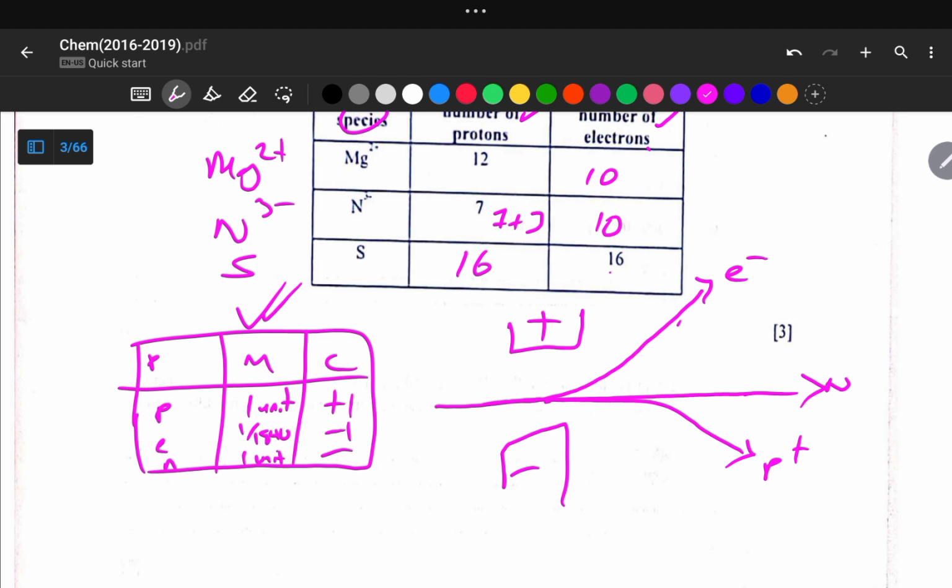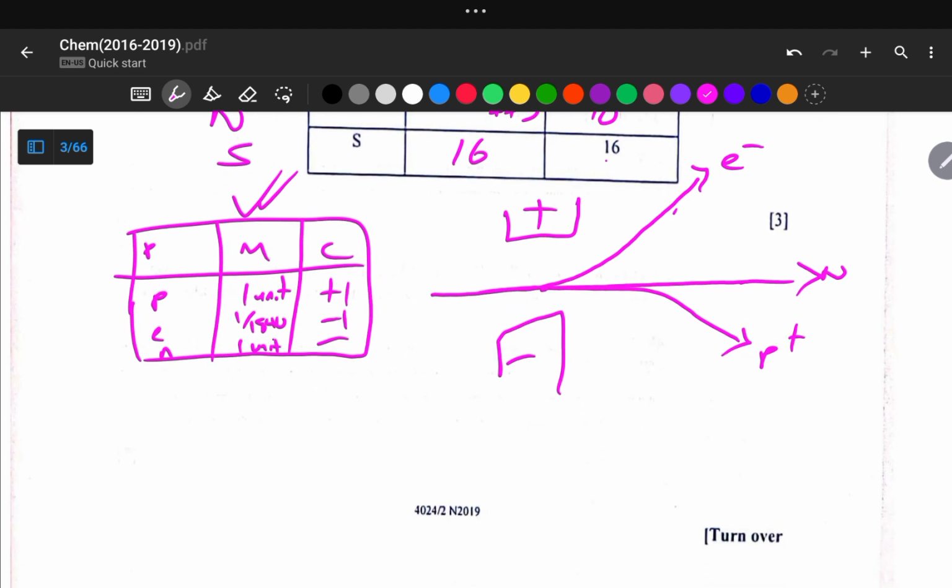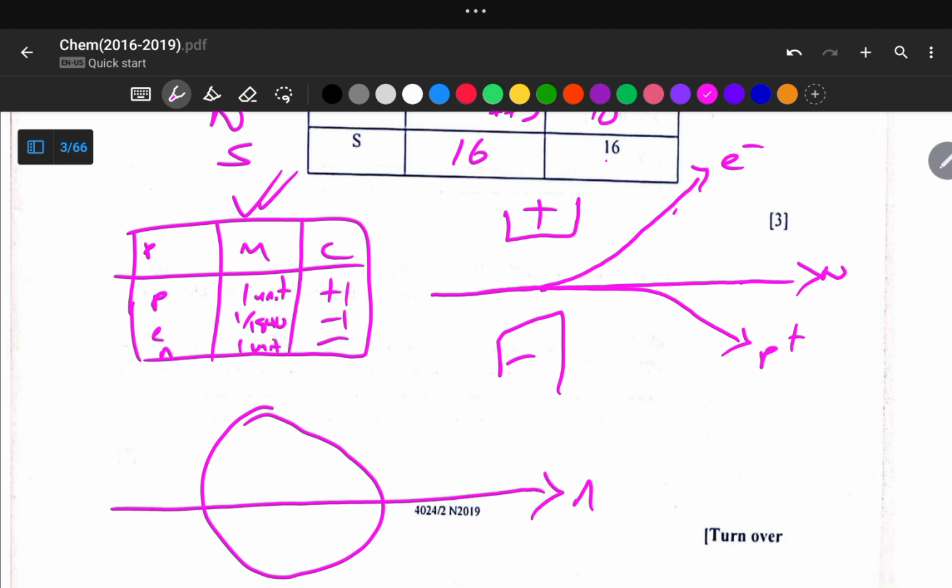And also protons are deflected to the negative electrode. Opposite charges attract, right? So that is for the electric field. For the magnetic field, this is the neutrons, and then the electrons are deflected first. We've got electrons here, and then the protons are deflected to the opposite side, right?